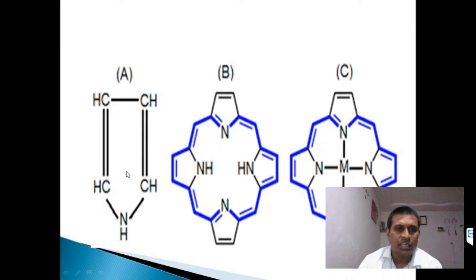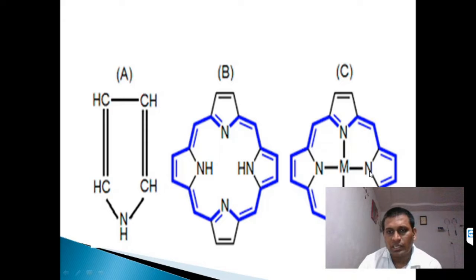This structure A indicates a pyrrole ring, which is nothing but nitrogen and a double-bonded carbon system. The whole structure is the porphyrin ring, meaning four pyrrole rings attached to each other through methylene bridges. And structure C indicates the whole structure of the metalloporphyrin, meaning the metal atom is situated in between the whole porphyrin ring.